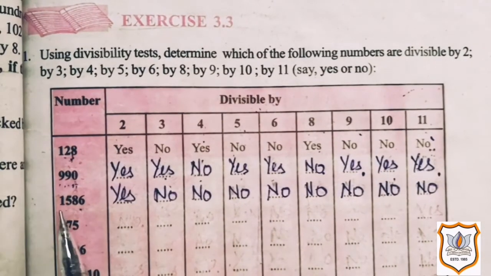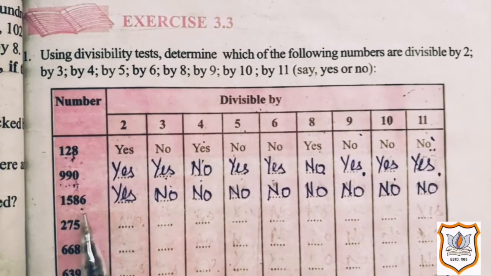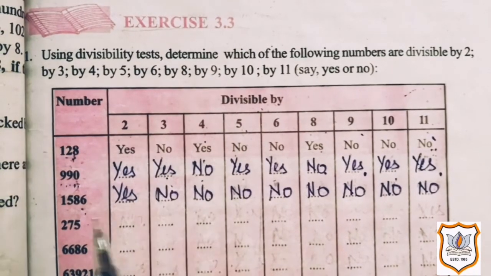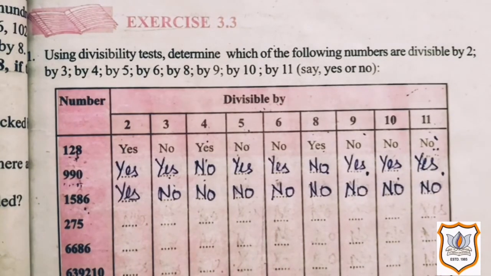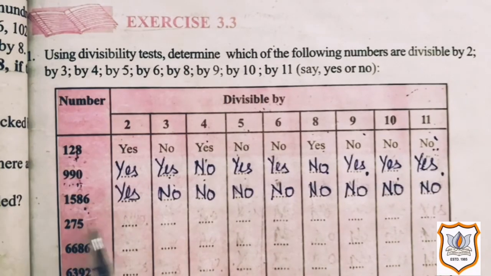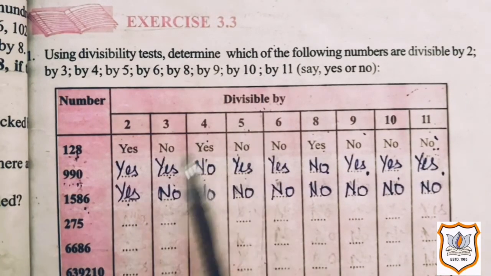Next is 1586. Divisible by 2. Here the unit digit is 6. According to rules, the unit digit must be 0, 2, 4, 6, 8, then the number is divisible by 2. So the number is divisible by 2. We will write yes.